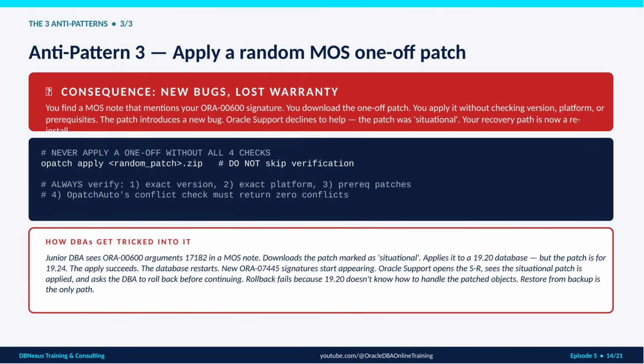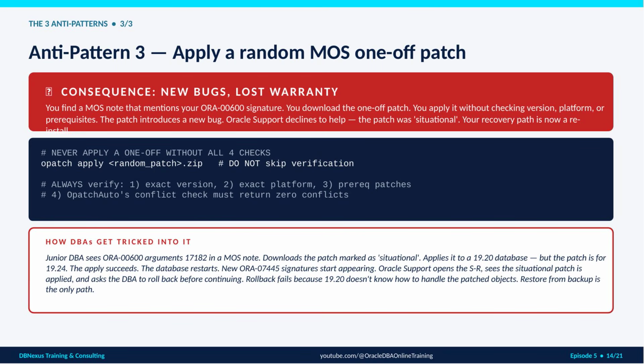The apply succeeds, the database restarts. New ORA-7445 signatures start appearing, random ones. Oracle Support opens the SR, sees the situational patch, and asks the DBA to roll back before continuing. Rollback fails. 19.20 doesn't know how to handle the patched objects. Restore from backup, the only path forward.